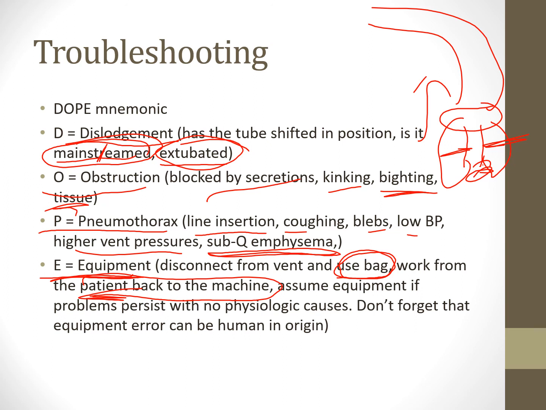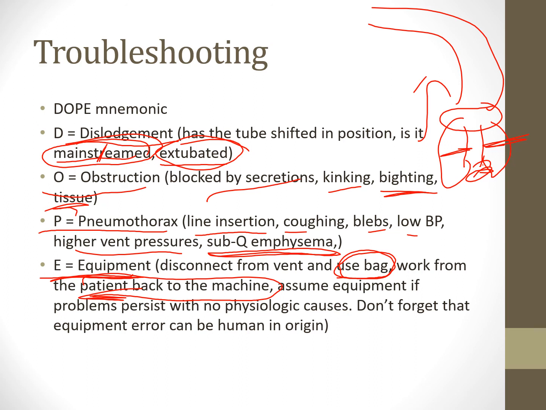I had a situation where the NICU called me, and I went up there, and they're like, the ventilator's alarming, it's saying low pressure, and we think the ventilator's broken. So I did my DOPE mnemonic. It wasn't dislodged, it wasn't obstructed, the baby didn't have a pneumo, and I had the equipment. So I started at the baby and worked my way back, and sure enough, they left the little port open on the suction ballard. It was just losing pressure through that little saline port there. And so I just closed it and fixed the issue.